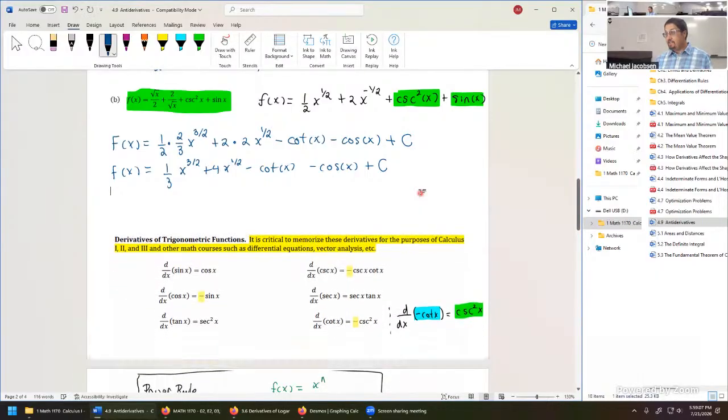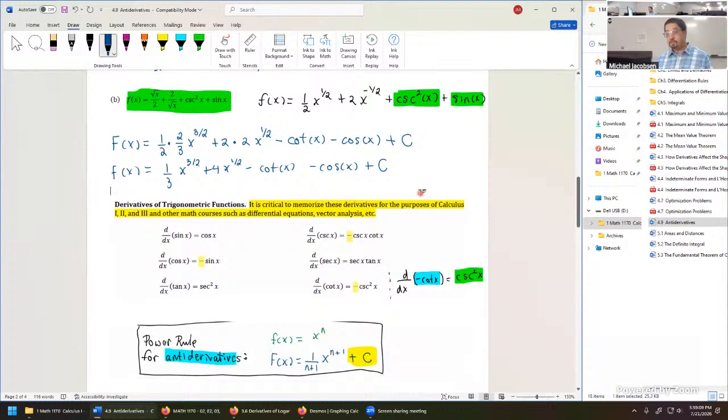So that's our part B, and I believe part C is not too different. We're going to have to scroll down to see it, but any questions with any of these so far?